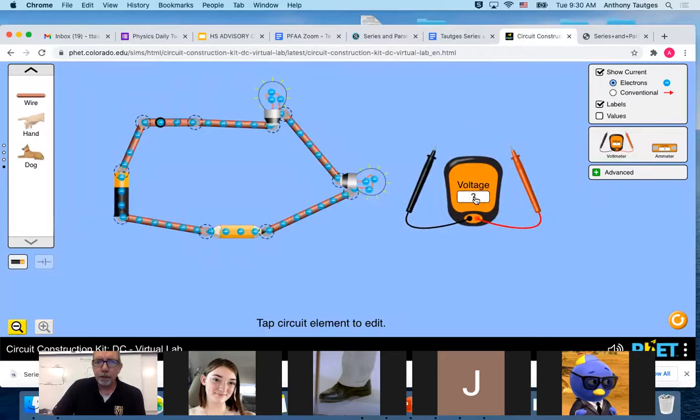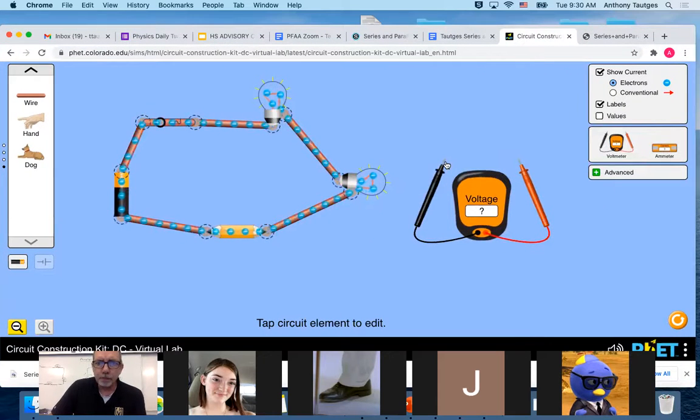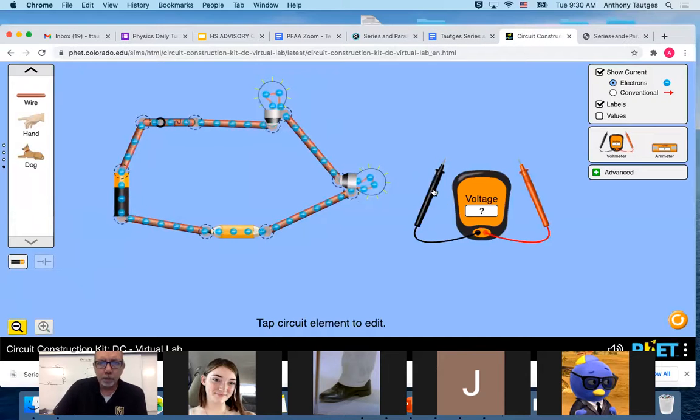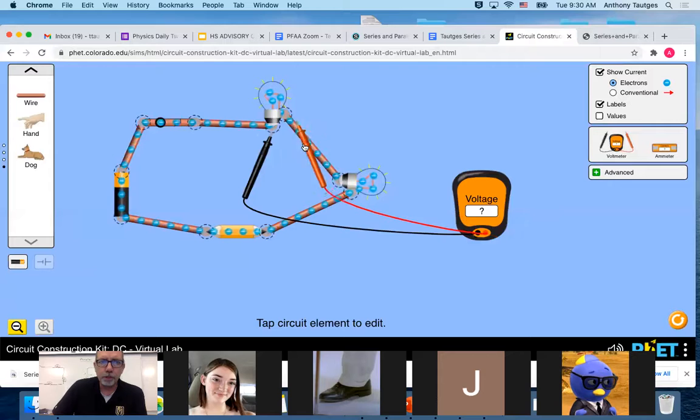I'm bringing the voltmeter in. Notice they have probes, and I can just touch the probe to the sides of, for example, the second light bulb or the first light bulb. We're going to end up measuring the voltages. Let's just measure the voltage across each light bulb, the pencil, and across the battery. The way to measure the voltages is just by touching the probes to each side.